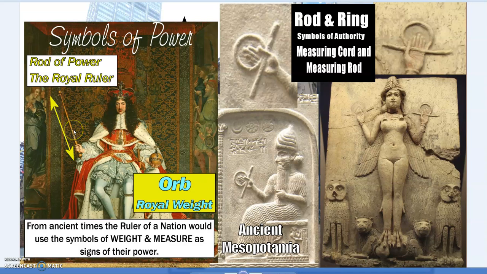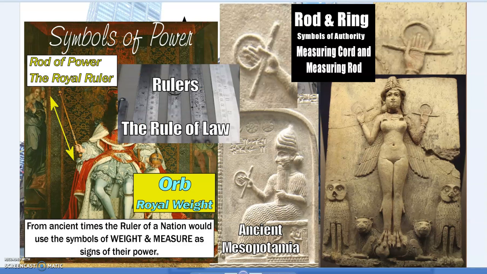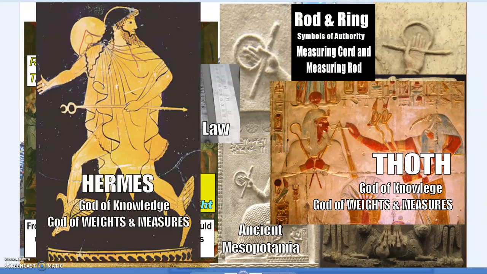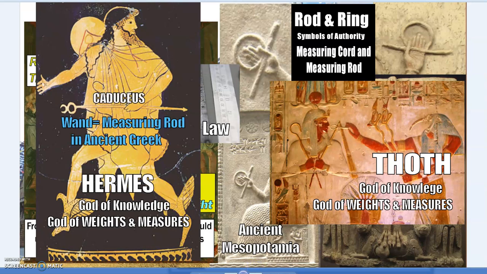So the scepter and orb is essentially the same thing as a rod and a ring. Weights and measures and the power of defining those, but also how it would apply to stonemasonry and architecture and science in general. Even the word ruler, rulers or the rule of law, the ruler rules, but the ruler measures too. So there's one of the connections, Thoth or Seshat, but Thoth, god of knowledge, he's also the god of weights and measures. So Hermes or Hermes Trismegistus, Mercurius, but Hermes or Mercury, gods of knowledge, gods of weights and measures as well. This crosses all the ancient cultures.